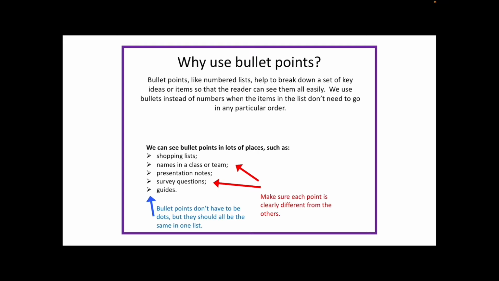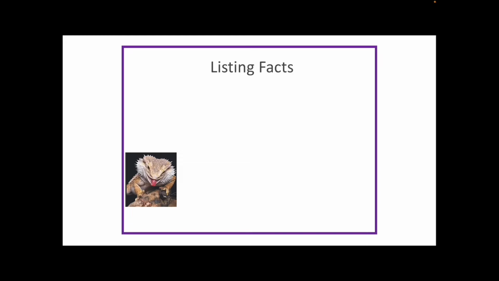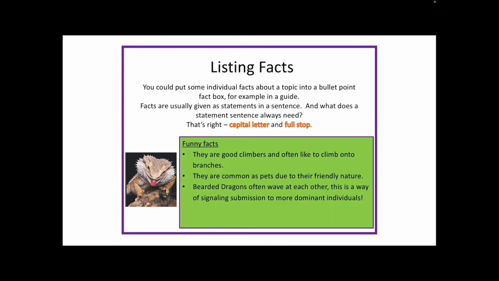Okay, so we are going to be using bullet points for part of our guide. On Tuesday with Mrs. Brewman, you were looking at all of the different features used in a guide, because you are going to be writing your own guide for how to look after your lost thing. And one of the features was bullet points. So this is something else that we need to become expert at using. When you come to write your guide, you could have an individual fact box. Okay, so we've got those 3 bullet points in there.